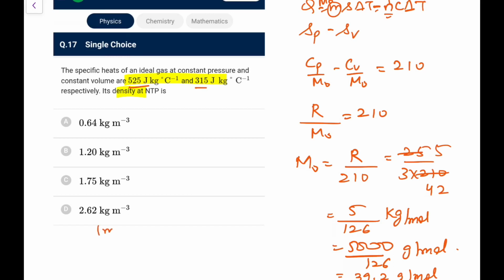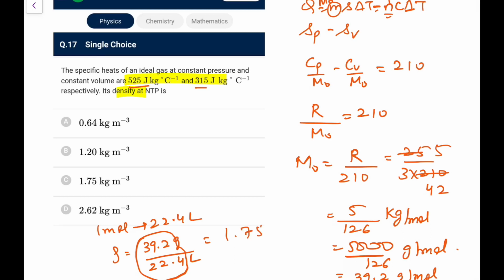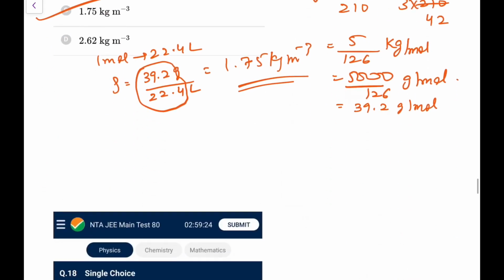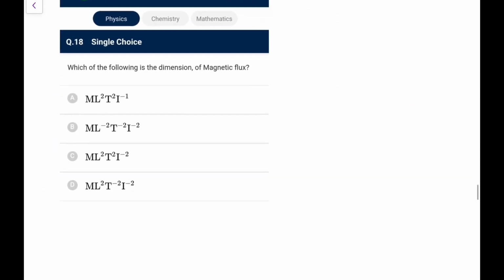Now density. 1 mole occupies 22.4 liters. So the density would be 1 mole, which is 39.2 gram, occupying 22.4 liters. So this is gram per liter. The gram per liter will definitely be converted into kg per meter cube, because both factors are the same. So this is approximately 1.75 kg per meter cube. The factor will remain the same. So a nice question again, more of chemistry, less of physics.